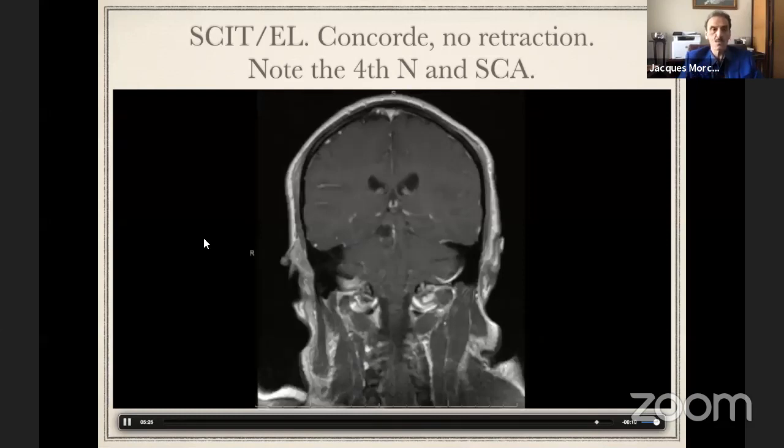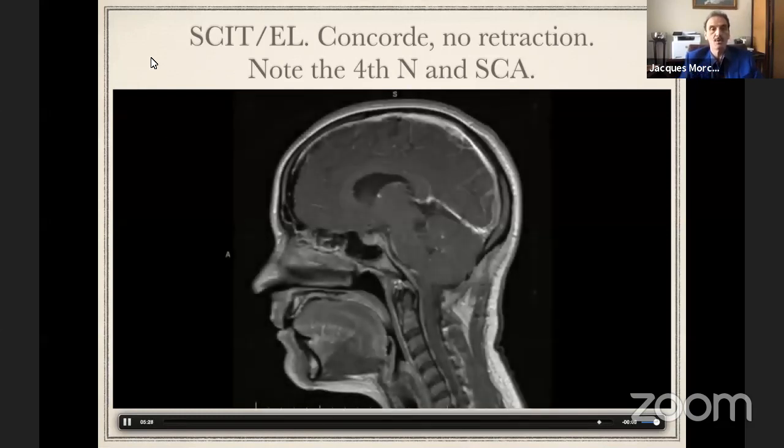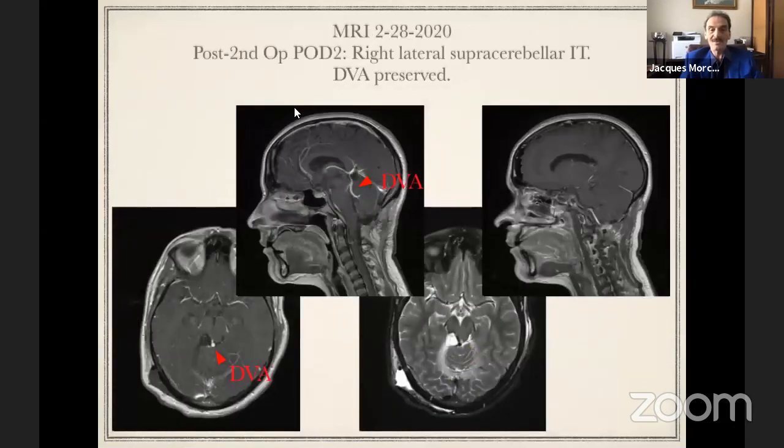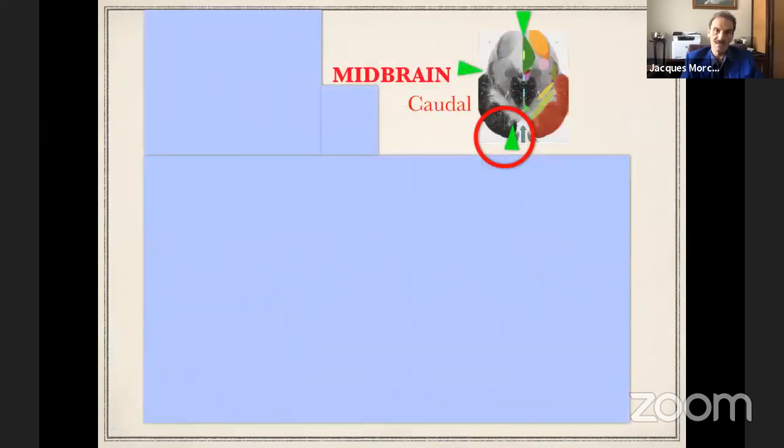So I think this was indeed the correct approach for this one. This is post-op. Look at the DVA. You see, we spared it, of course. You can see why it was in the way of the first surgeon who tried to go from below. That's why it's better this way.